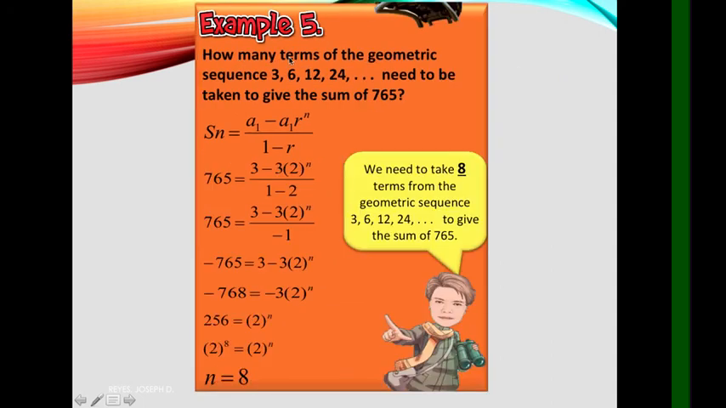Another. How many terms of the geometric sequence 3, 6, 12, 24 need to be taken to give the sum of 765? So, eto naman, given yung sum, hinahanap natin yung pang ilang terms. Yung number 4 kanina, given yung terms, pero hinahanap natin yung sum. Okay? So, given yung sum niya, ito, 765. So, our Sn here equals 765.